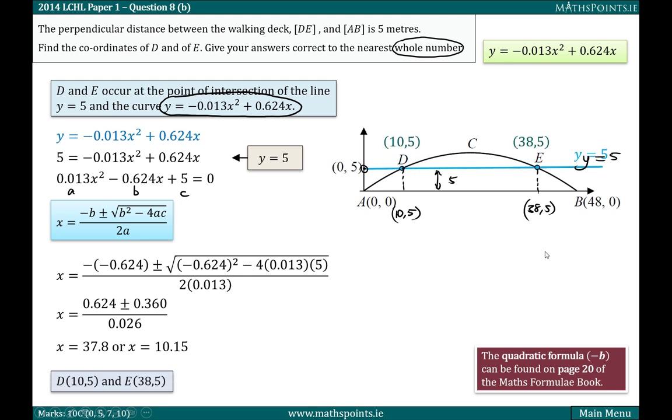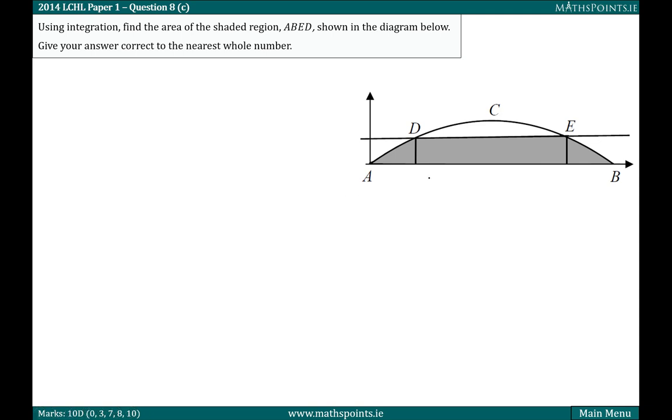Okay, the next part of the question asks us to find the area of this shaded region. Now, the region in the middle here, that's going to be simple. That's just a rectangle where the x-coordinate here is 10, the x-coordinate down here is 38, so it's 28 wide, and it is 5 high, so 28 by 5 is 140. So that's going to be really easy to find when we get to it.